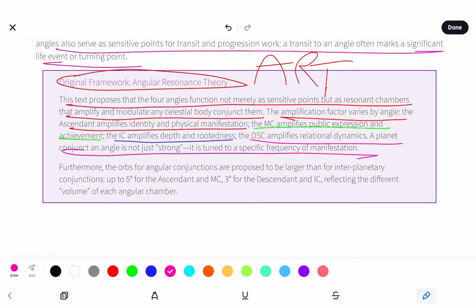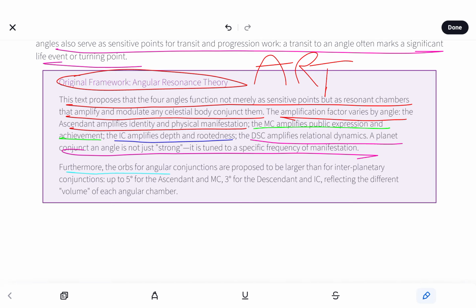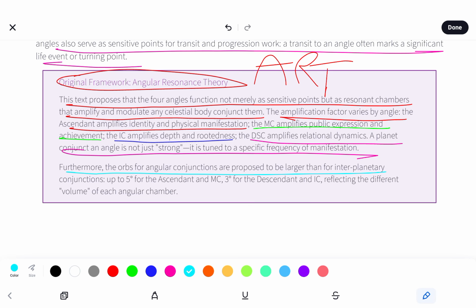A planet conjunct an angle is not just, quote-unquote, strong, it is tuned to a specific frequency of manifestation. Furthermore, the orbs for angular conjunctions are proposed to be larger than for interplanetary conjunctions, up to 5 degrees for the ascendant and MC, 3 degrees for the descendant and IC, reflecting the different volume of each angular chamber.